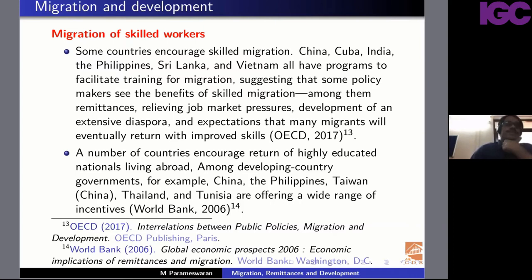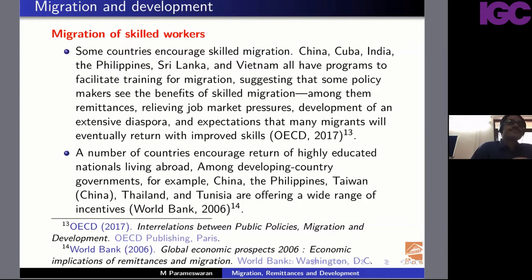Many countries also encourage return migration, because that is a source of technological upliftment as well as of entrepreneurship. For example, China, Philippines, Taiwan and these countries provide various types of incentives like liberal R&D grants, tax incentives, and educational facilities. So they are also encouraging return migrants. China in particular is encouraging high-skilled, technically trained people to improve its domestic capacity.